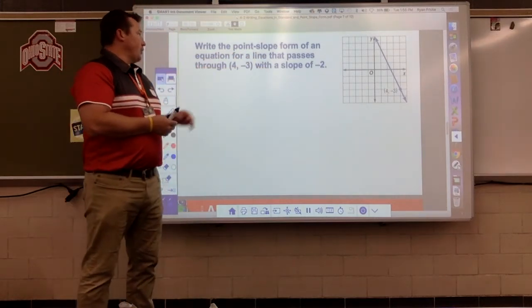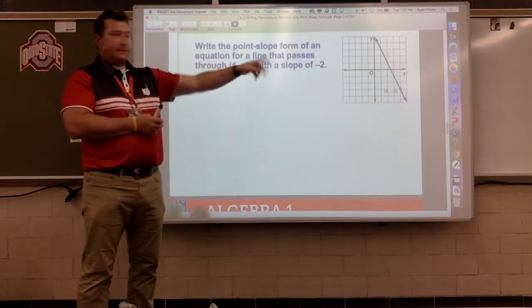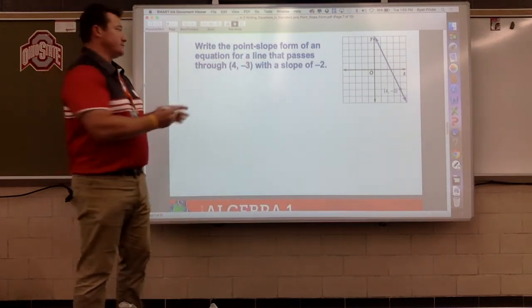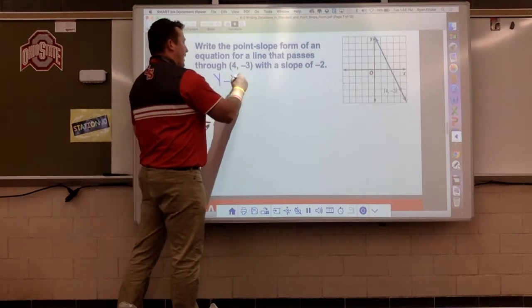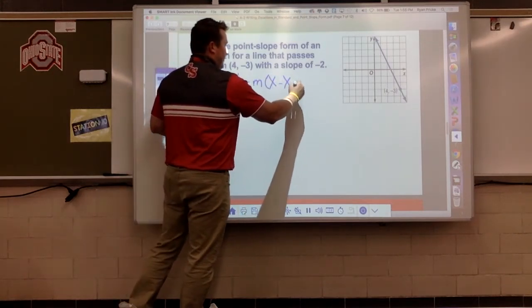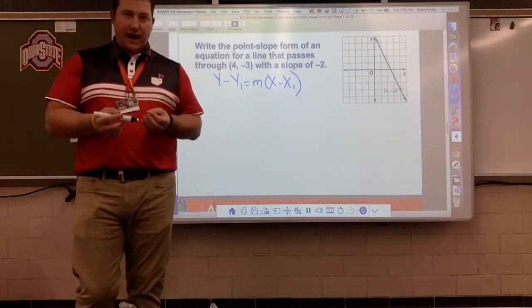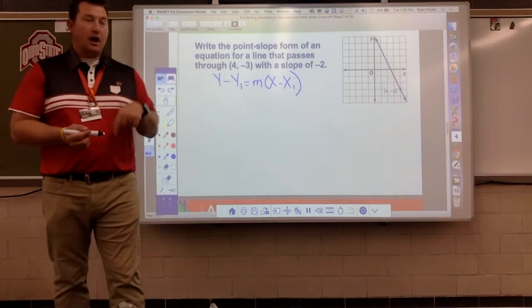Write the point slope form of an equation for a line that goes through this point. There it is over there. With a slope of -2. Okay? y minus y1 equals m times x minus x1. If we're going to use a formula, guys, we got to write it out, and then let's plug in what we know.